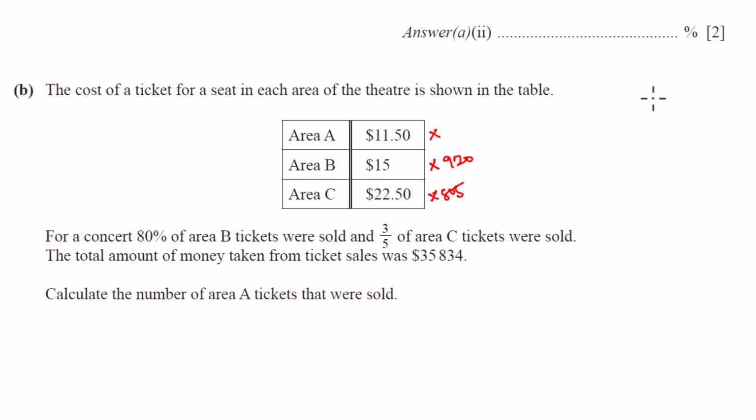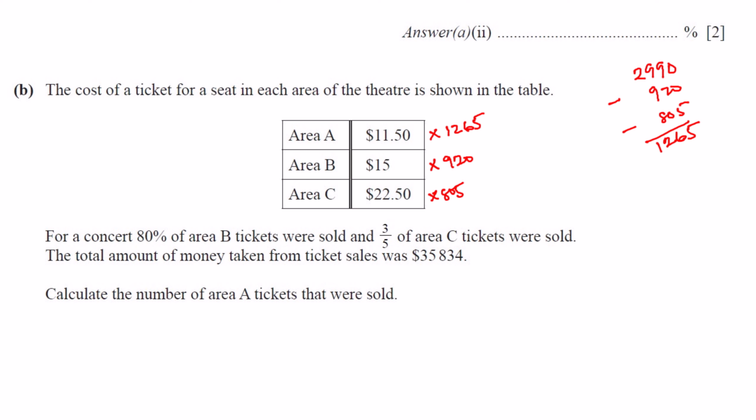So if you do 2990, which was the total number of seats as we got from the earlier question, minus 920, then minus 805, that's 1265. So you have 1265.